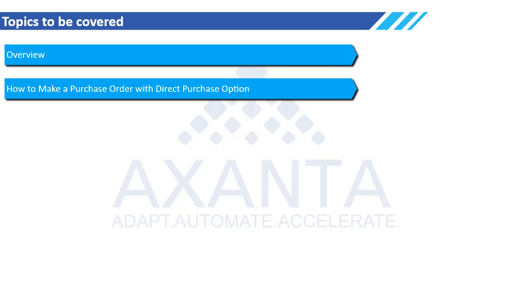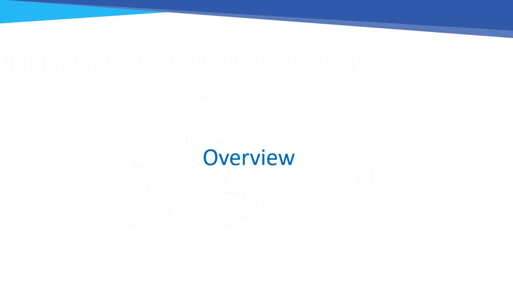In this video, the following topics will be covered. Today, we will learn how to make a purchase order with the direct purchase option in Axanta ERP. With this direct purchase option, your purchase order will be completed in one shot. So let's start.